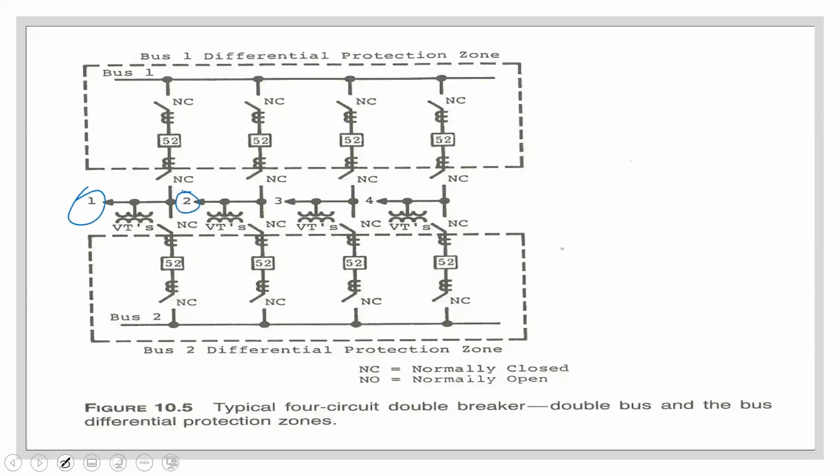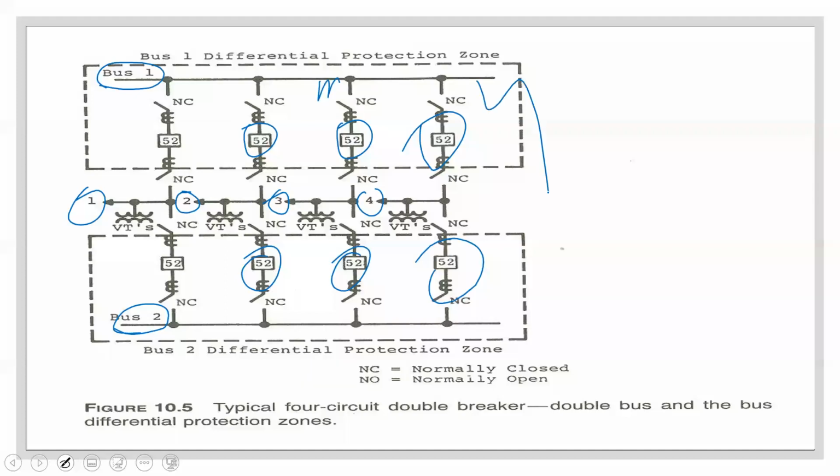Here's circuit 1, circuit 2, circuit 3, circuit 4. Here is bus 2, here is bus 1. Okay? What we're saying is that circuit 1, 2, and all the circuits are supplied by 2 breakers. So you have a breaker on this side, you have a breaker on that side, which service, in this instance, circuit 4. This one supplies circuit 3. That for circuit 2.